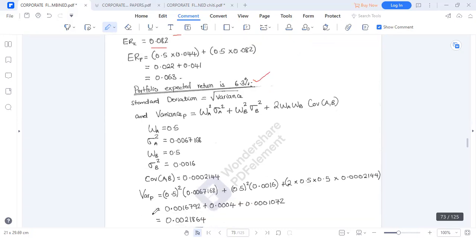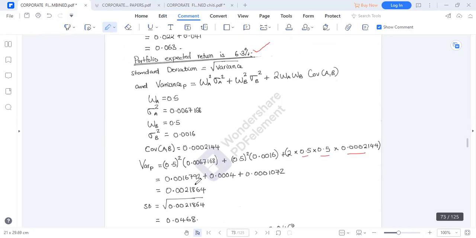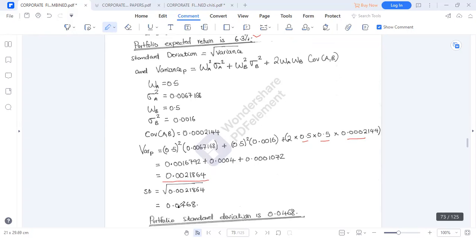Then computing it together, 0.5 squared, I'm not squaring the variance, it's already squared, plus 0.5 squared. I'm not squaring the variance for B. And here, the 2 is part of the formula. 0.5 are the weights, the covariance will be calculated. So we're going to get the final answer of the variance as 0.02. When we square root it, we get 0.0468. In percentage, this could be 4.68% if you want.